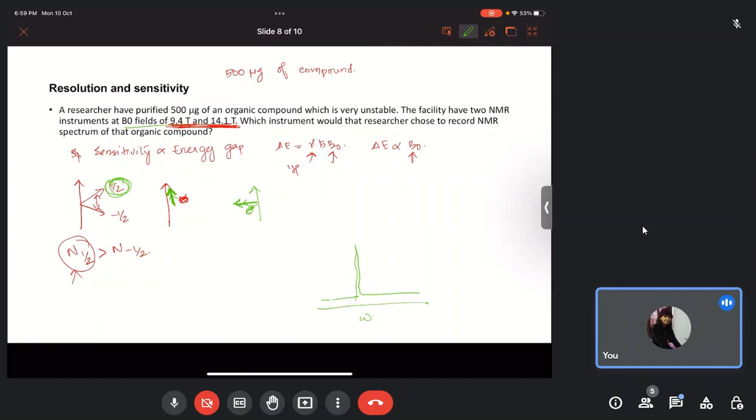So that's why performing the NMR experiment at a higher B0 field would be beneficial, because you already have a very little amount of the sample, and it's very unstable. It's going to be coming out of the sample very soon. It's going to be destroyed very soon. So it's important for us to do it on a very sensitive instrument rather than a less sensitive instrument.